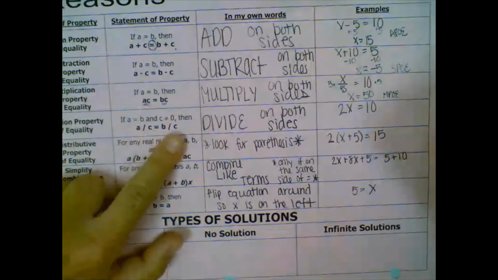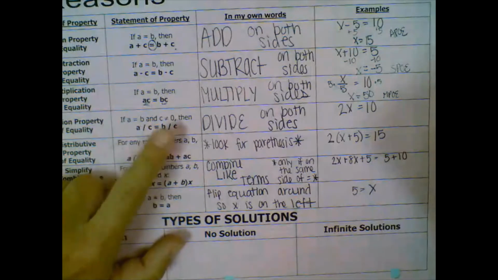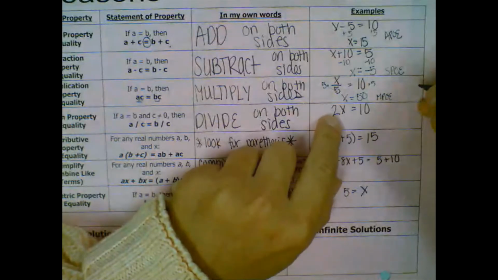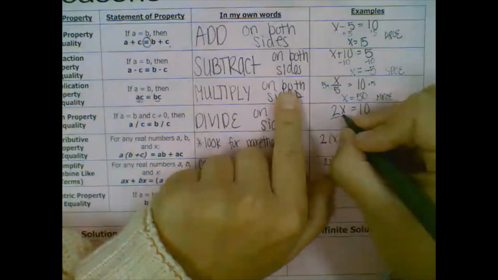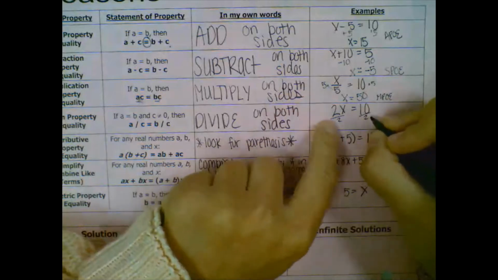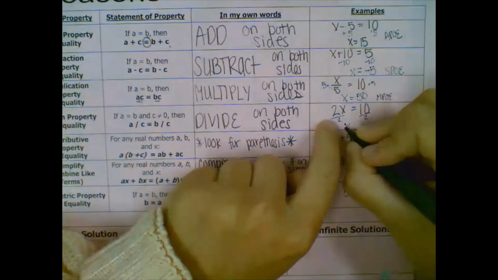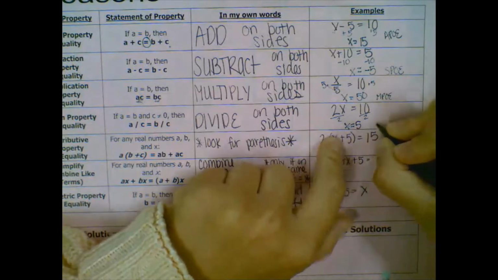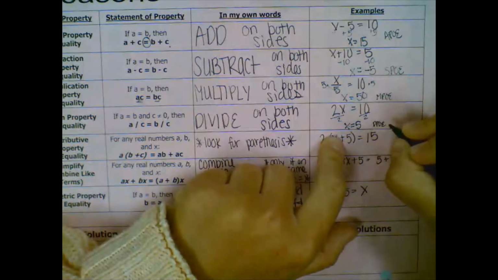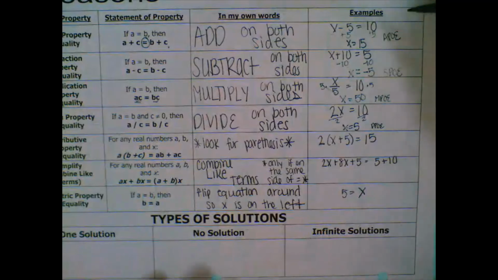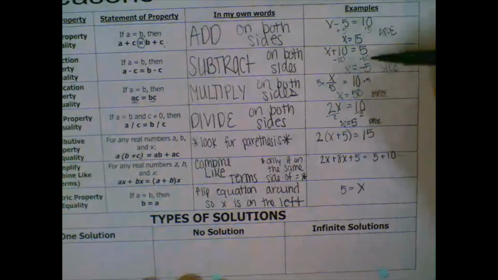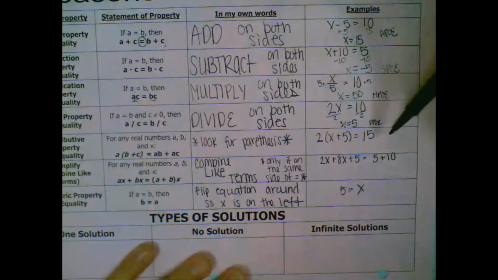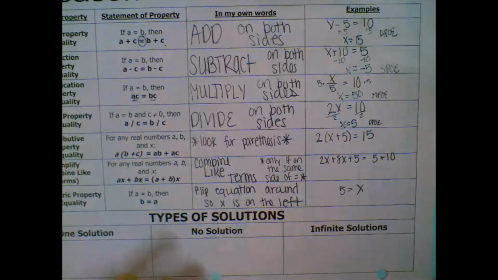Division has the same concept. I can divide by c on both sides, or any number, is what that means. Here I need to get rid of this 2, so I can divide by 2 on both sides because I'm doing the same thing to both sides. Equality is maintained and I get x equals 5 because of that division property of equality. A lot of these you already know because we've been solving equations since middle school, but today what we're going to work on is assigning a property to that step.